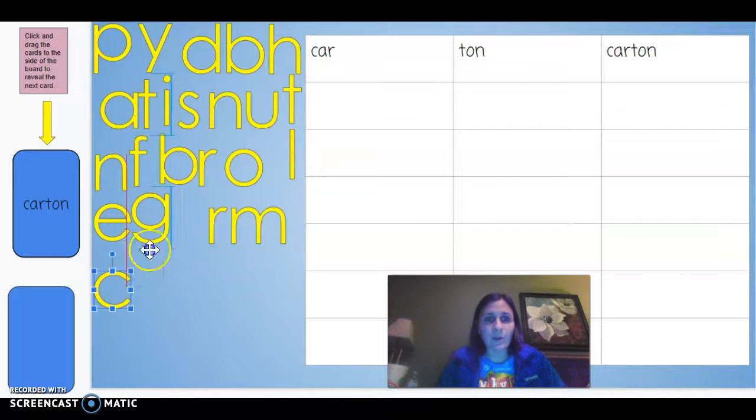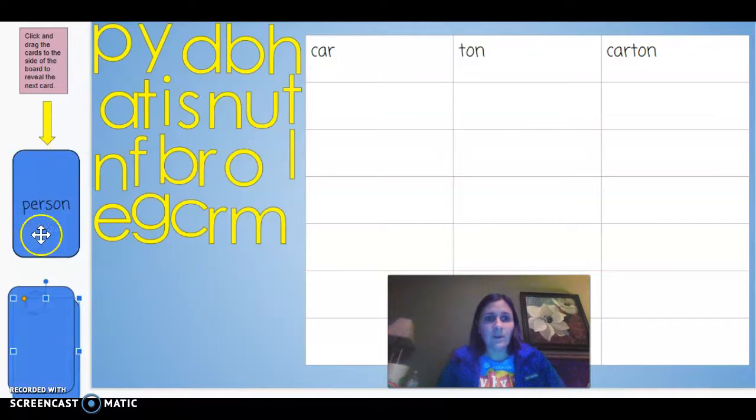So my next word, here just a second, if I move carton down, is person. So I would build person, I would clap out the syllables to figure out where to break it apart. I would show how I broke the word apart, and then I would put the word parts back together, or the syllables back together, and type the word.